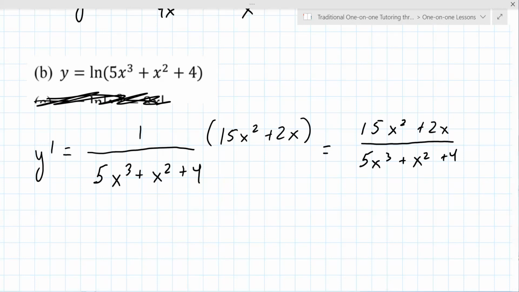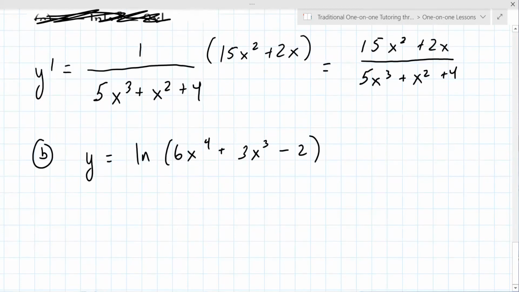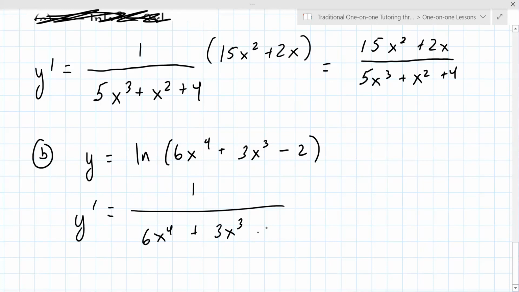Do you want another one like this? Yes. All right, so your B practice is y equals natural log of 6x to the 4th plus 3x cubed minus 2. So 1 over 6x to the 4th plus 3x cubed minus 2, times 24x to the 3rd plus 9x squared. Good. And then you can shift that over so it's on the numerator.